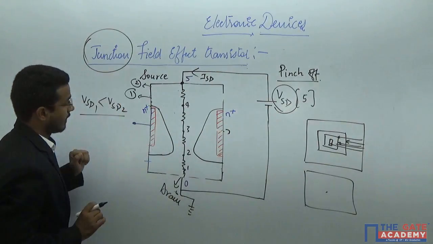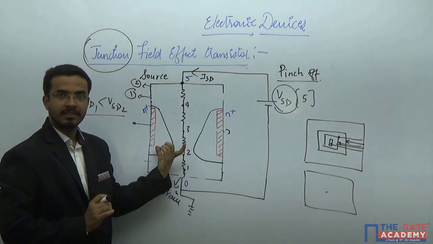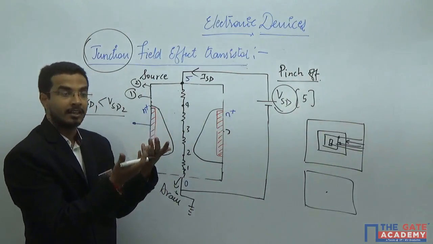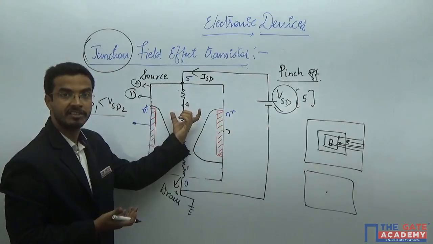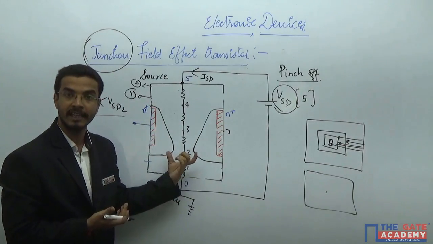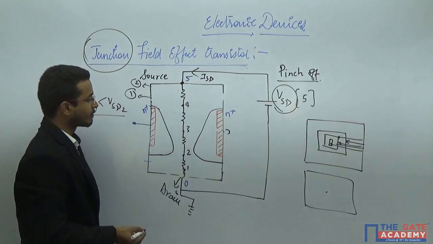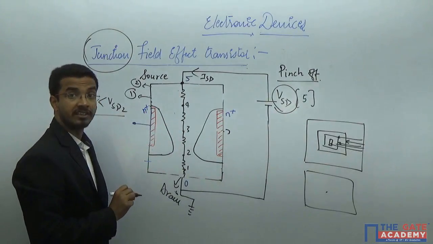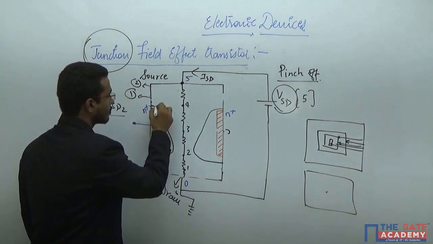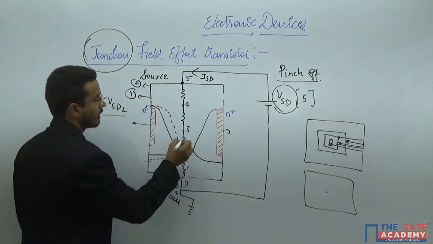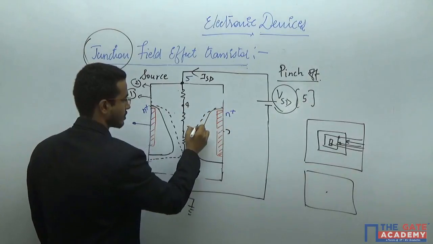Now see, if this is happening, that means the upper portion does not have that wide a depletion region, but the lower portion does. If you further increase the voltage from here, what will happen? This depletion region will keep on increasing. Yes or no? So I am taking the case where these depletion regions touch each other.